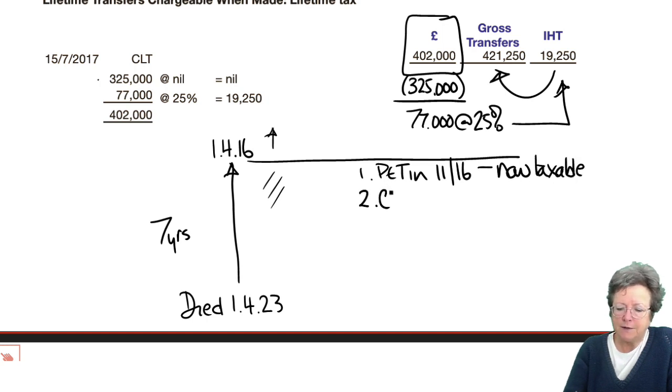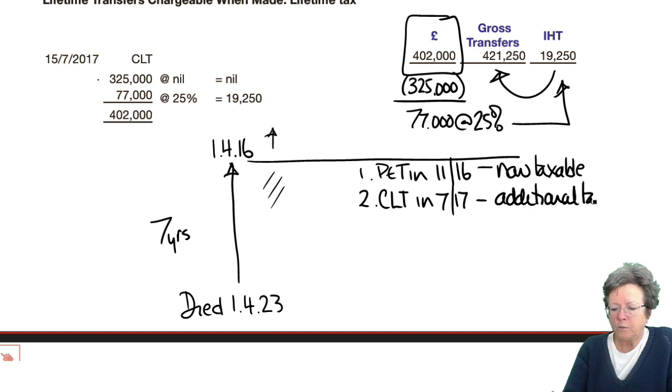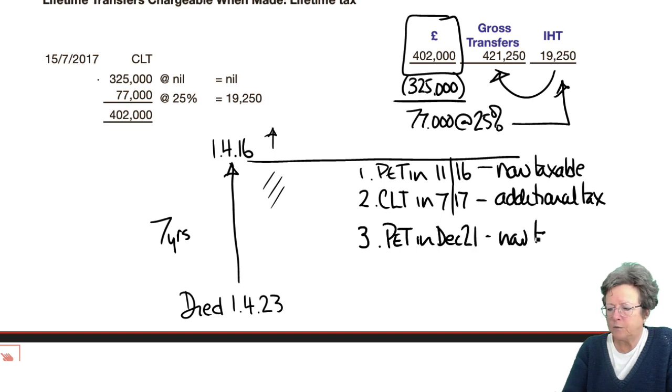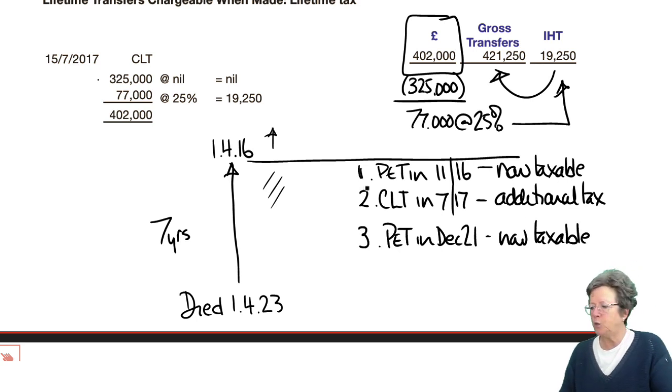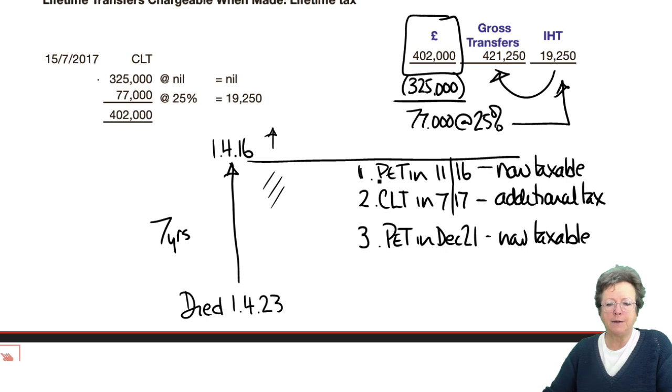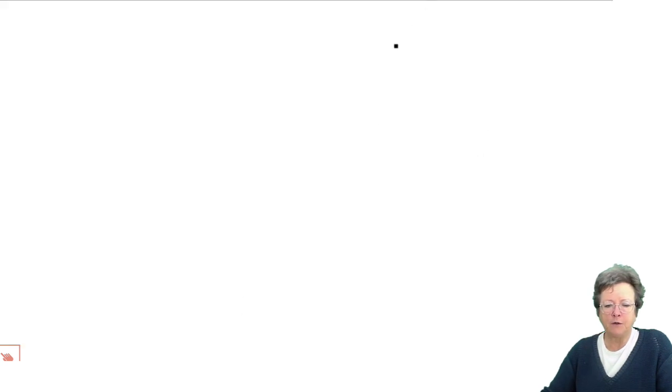Then we had a CLT in July 17. That has additional tax. And then we had a PET in December 21, which is now taxable. There are three additional computations that we now need to do. We are going to do them in date order. Let's have a look at those.